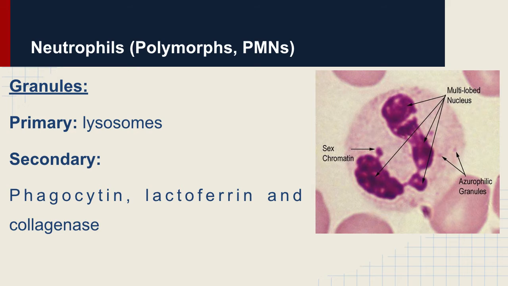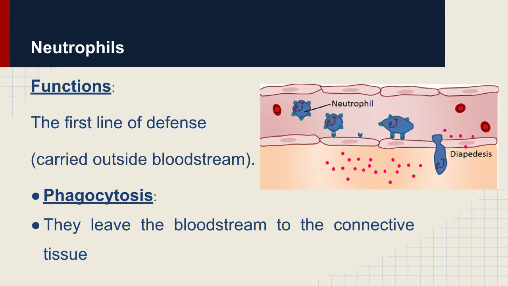The cytoplasm contains 2 types of granules: the primary granules or the lysosomes, which contain hydrolytic enzymes, and the specific granules or the secondary granules. The staining affinity is pale pink. They contain several enzymes specific for neutrophils, including phagocytin, which is bactericidal, lactoferrin, bacteriostatic, and collagenase.